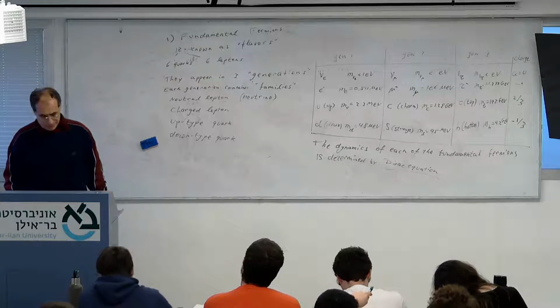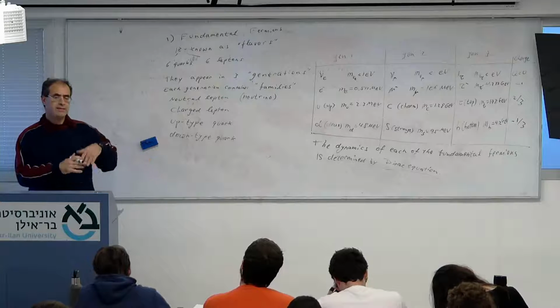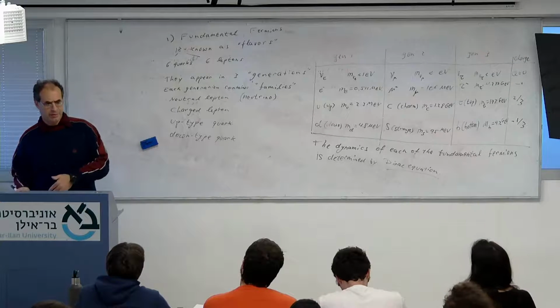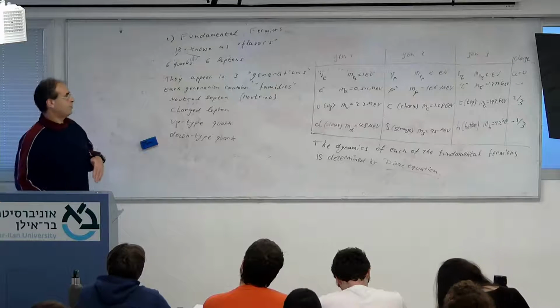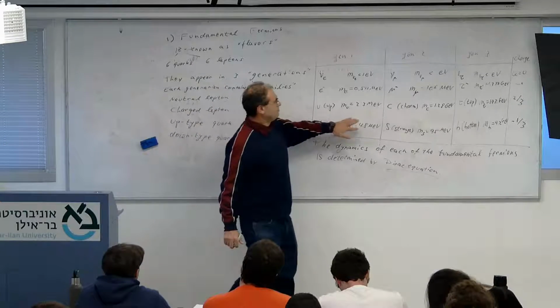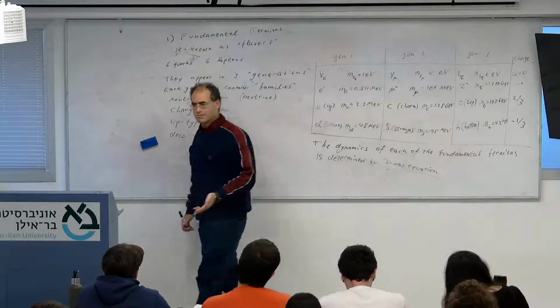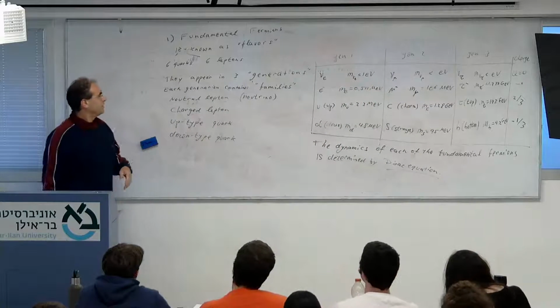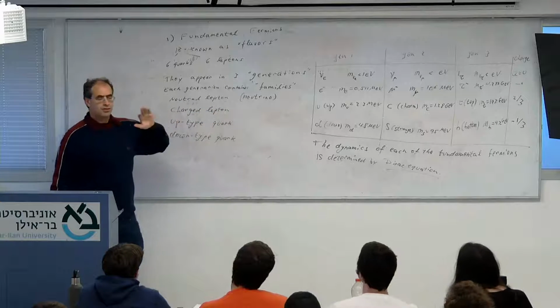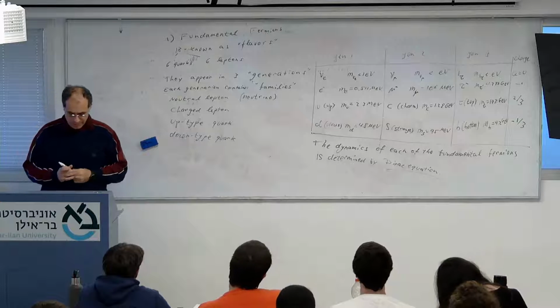Now, this equation is completely symmetric between particles and antiparticles. So it actually predicts that in addition to these 12 particles, there will be 12 antiparticles, which will have equal masses but opposite charges.